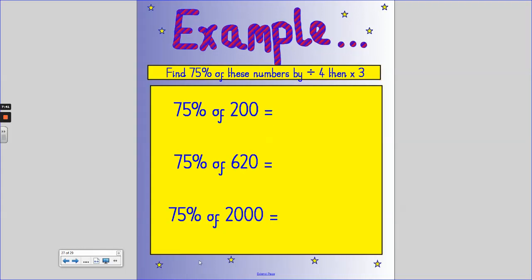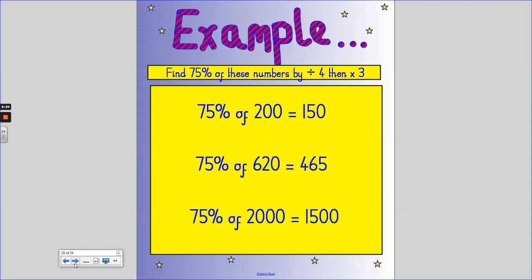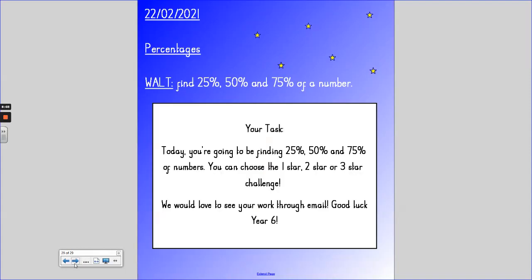So we know that 75% of 500 is 375. Right then, it's your turn then. So there are 3 questions for you to have a go at on this slide. So pause the video now and have a go, and then I will talk you through the answers. Right then, here are the answers you should have for these questions.